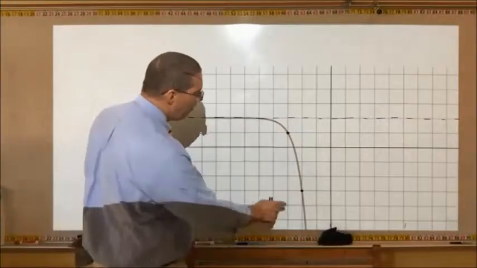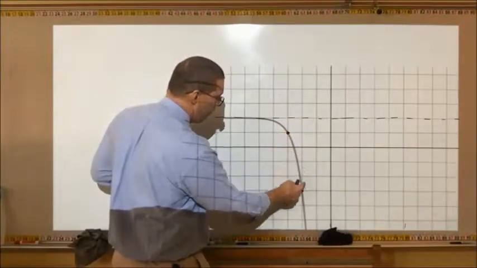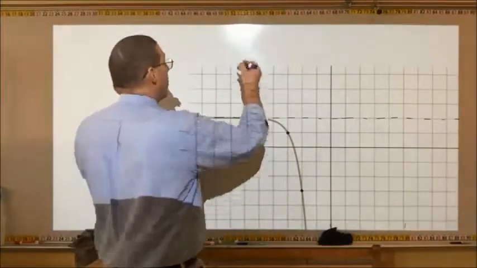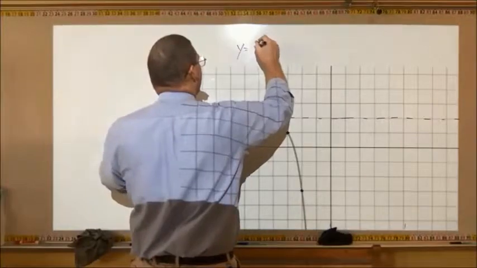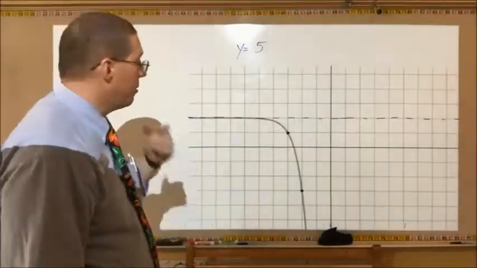Okay, so it's going to have a negative on the front of the function. Now, how far is this dot from the asymptote? It's 1, 2, 3, 4, 5. So this function has a base of 5. And so we're going to say y is equal to 5 to the power of something. Well, let's find out what the power should be.